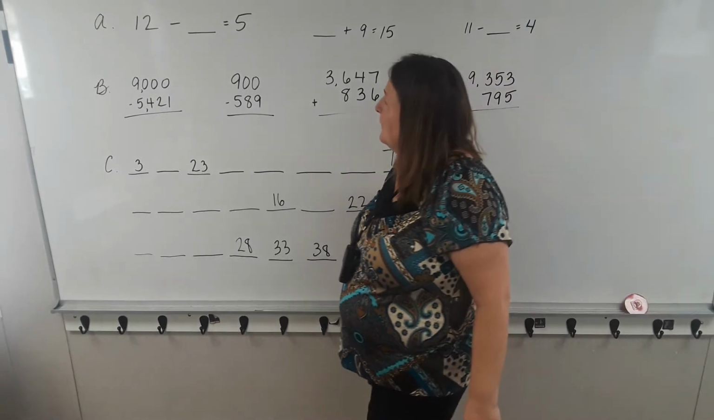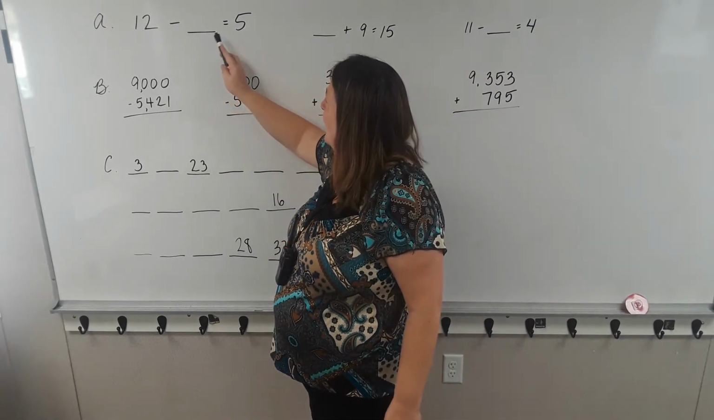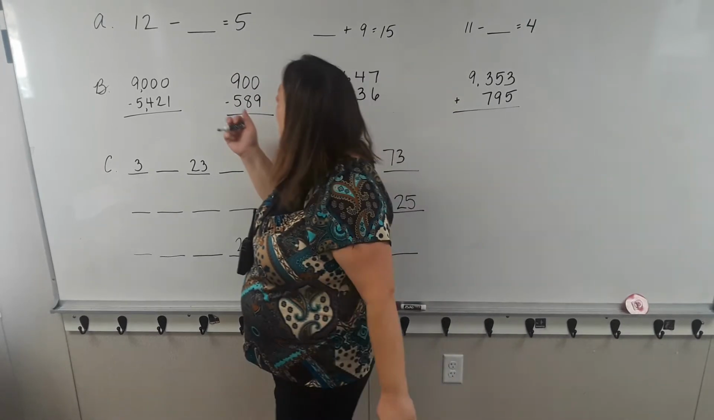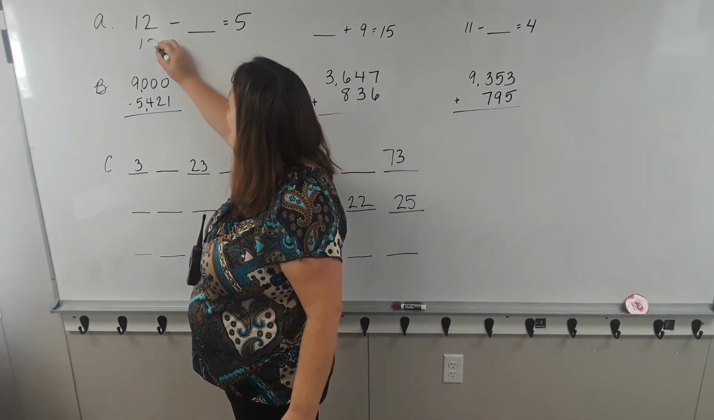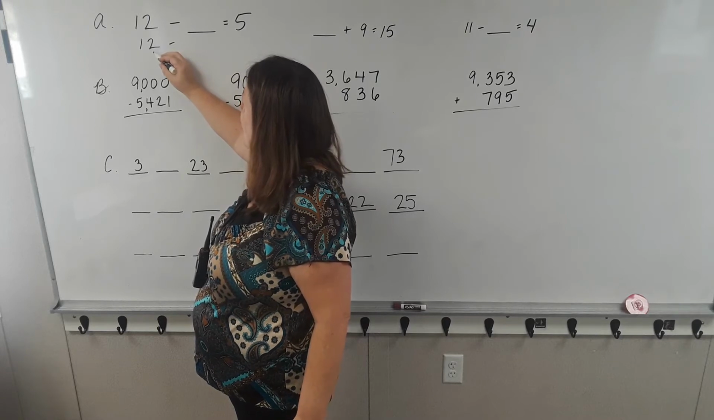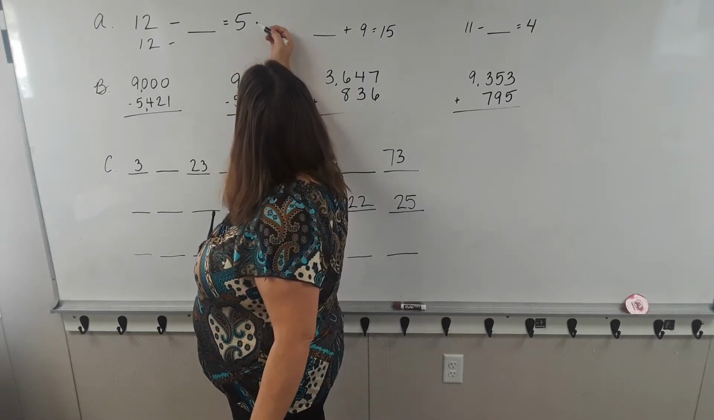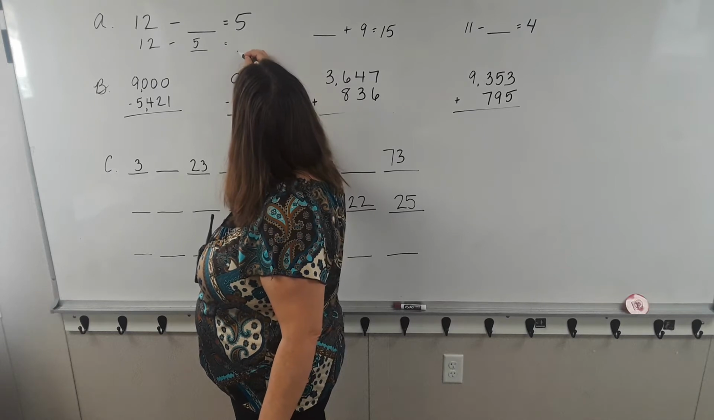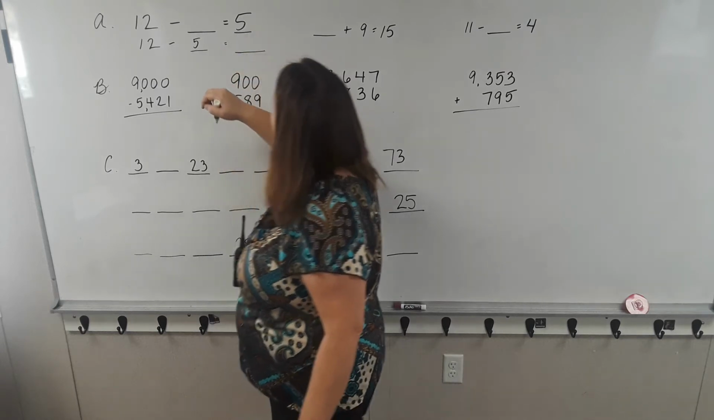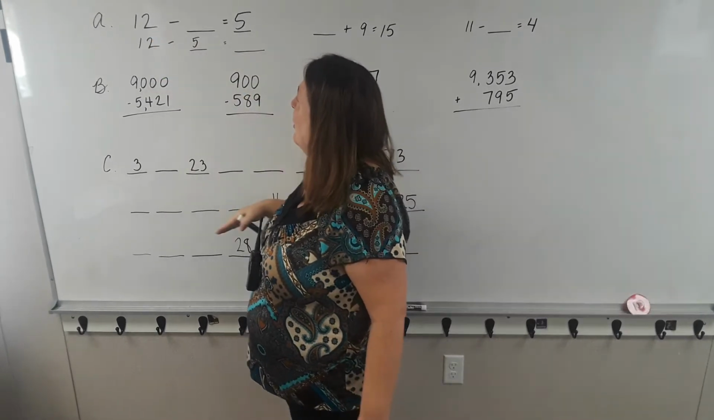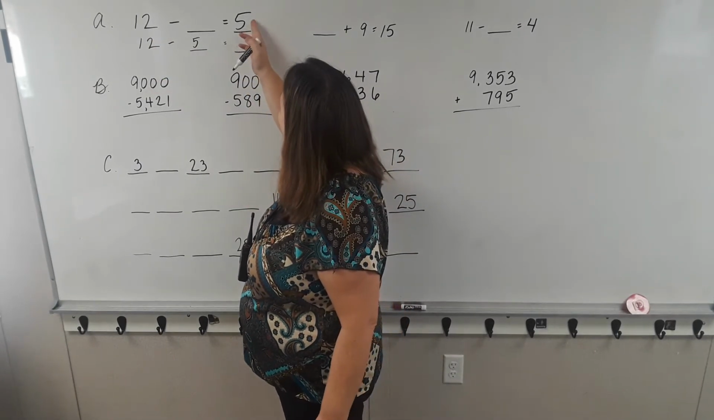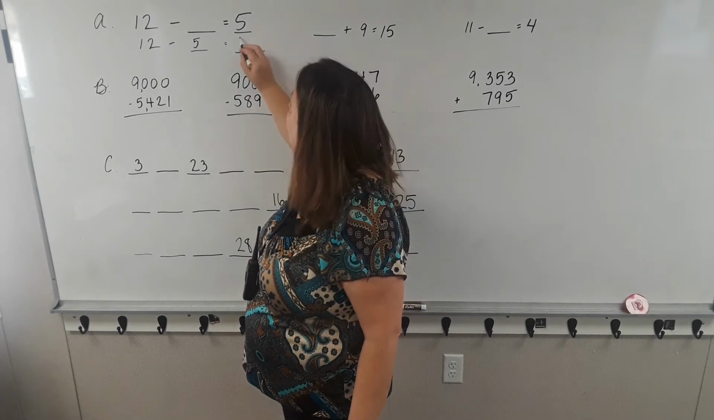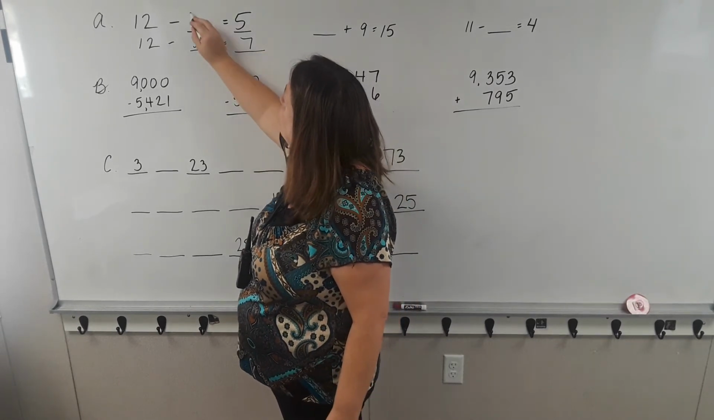As you look at letter A, you'll see 12 minus a number equals 5. Now, something we know about subtraction problems and their fact families is that when you're subtracting, you always start with a larger number. So we have 12 minus something equals 5, and then we have 12 minus 5 equals something. You see, when you always start with the larger number, then you know you have to use the other number over here. So what is 12 minus 5? 7. What is the missing number? 7.